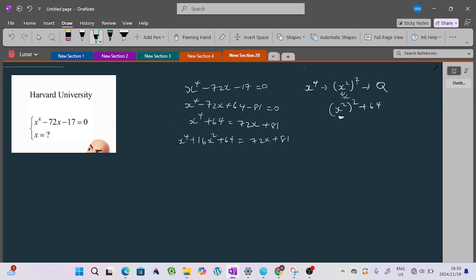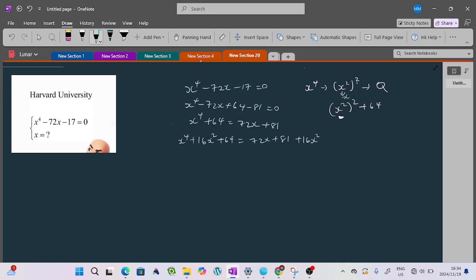So now we added 16x squared to the left hand side, which means we need to also add it on the right hand side. There are two ways of maintaining the equality of these two sides. Either we add 16x squared to one side, then we subtract it, or we add it on both sides. I want to add it on both sides, so it's 16x squared.